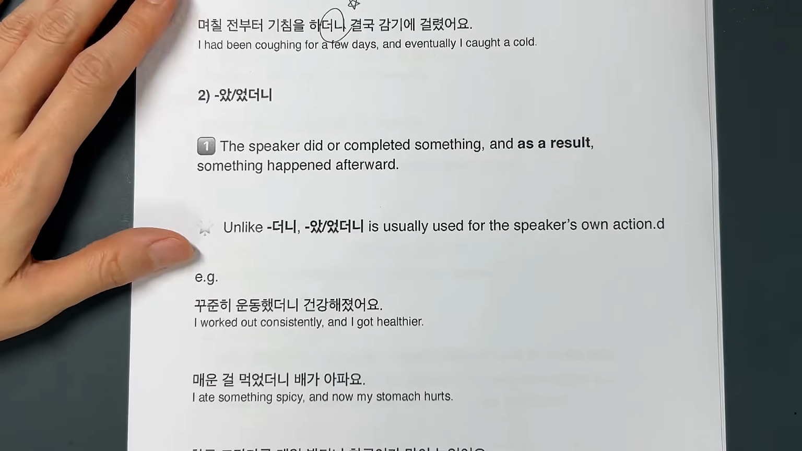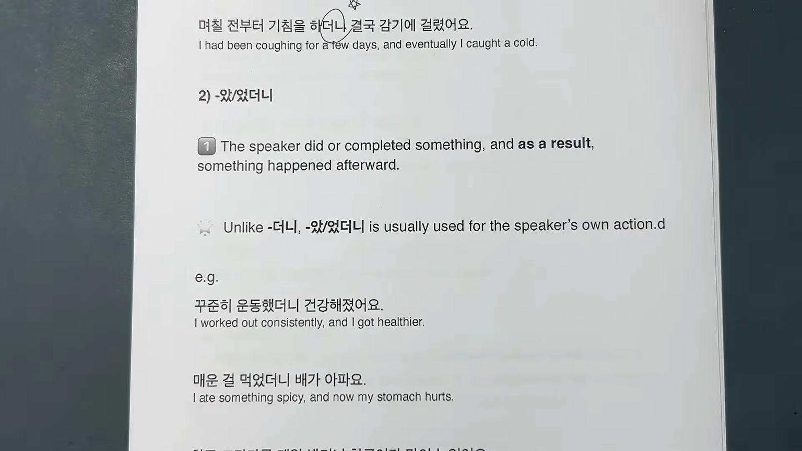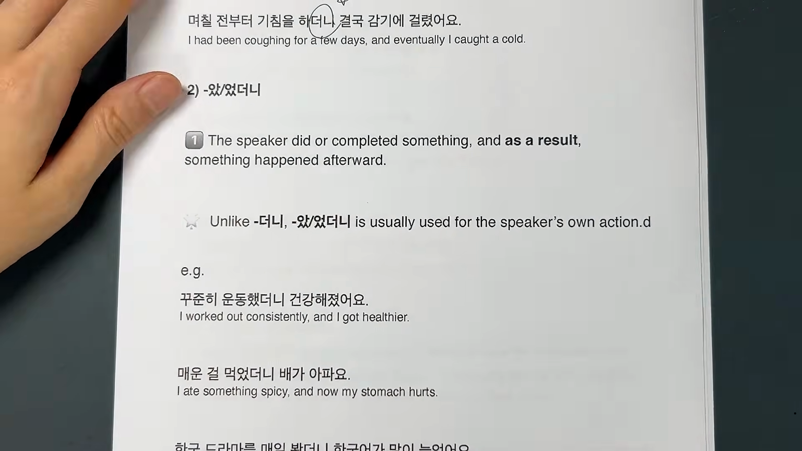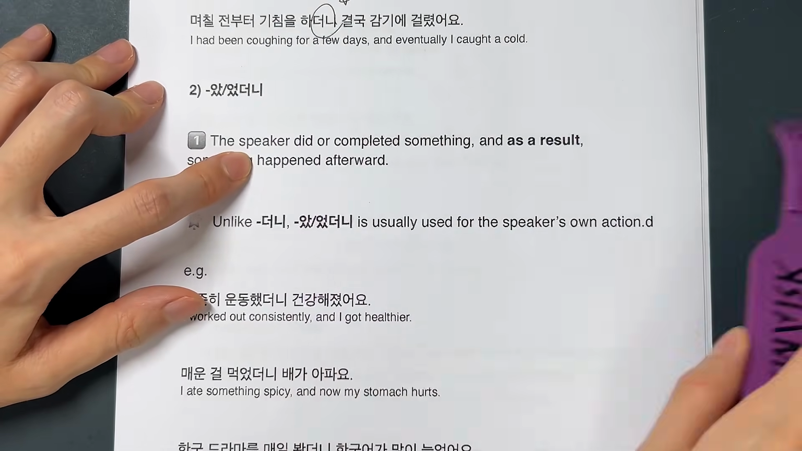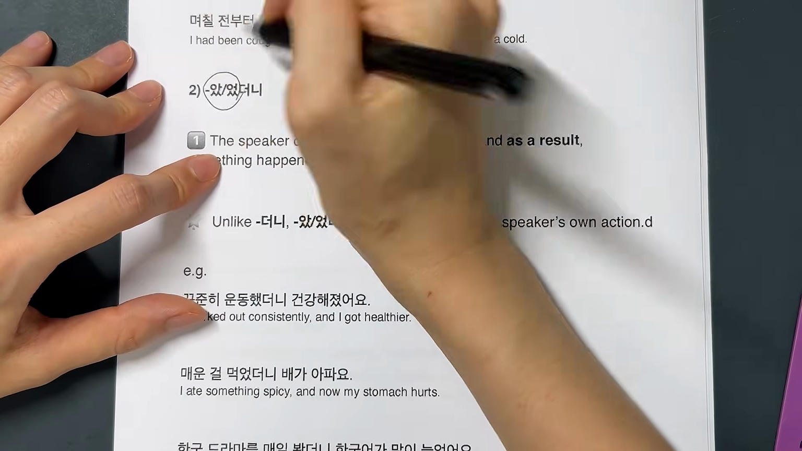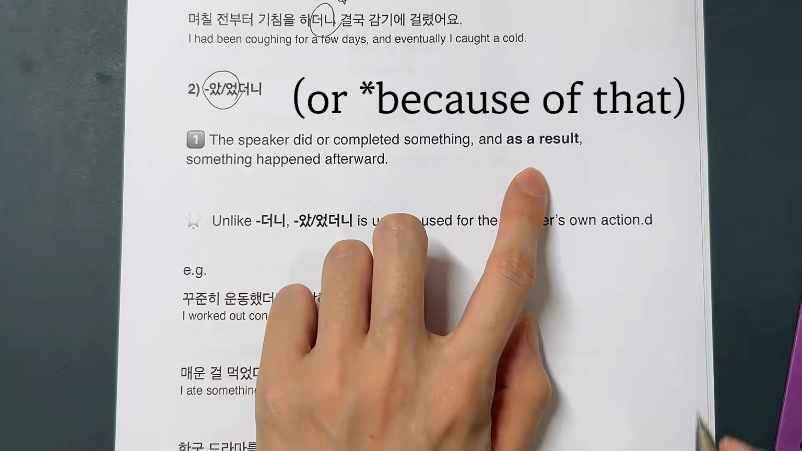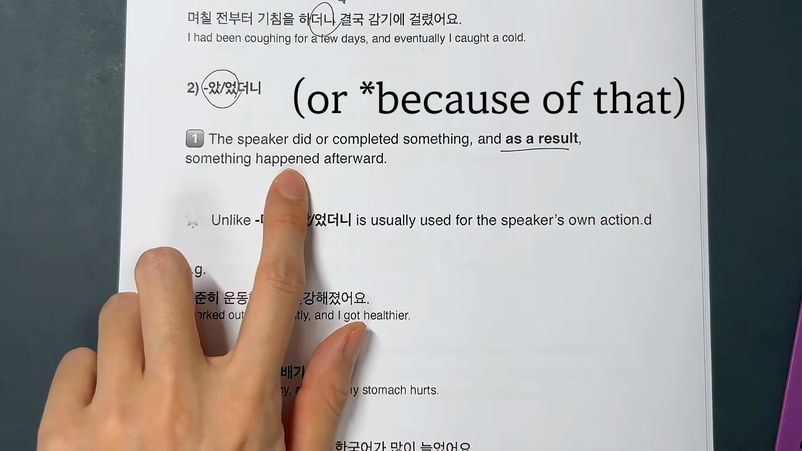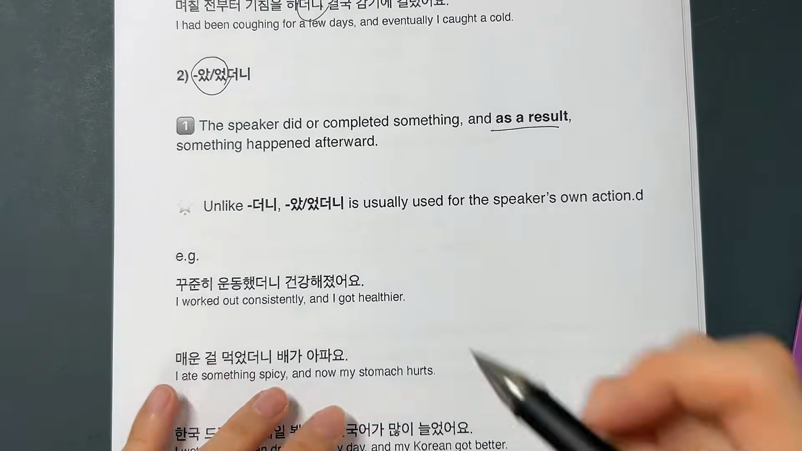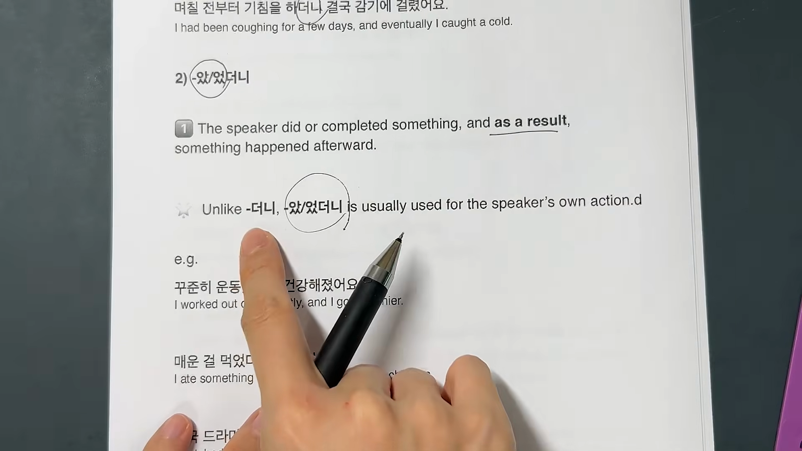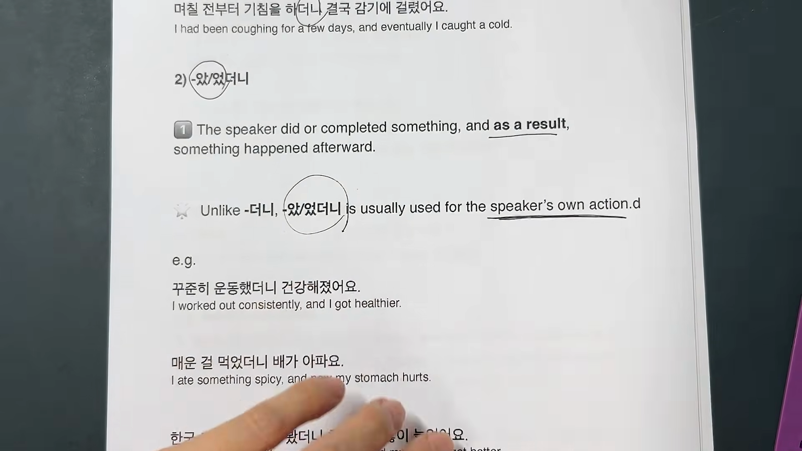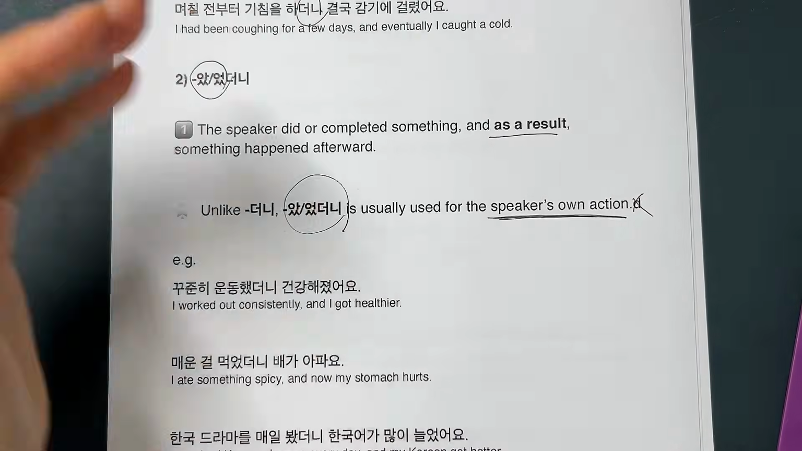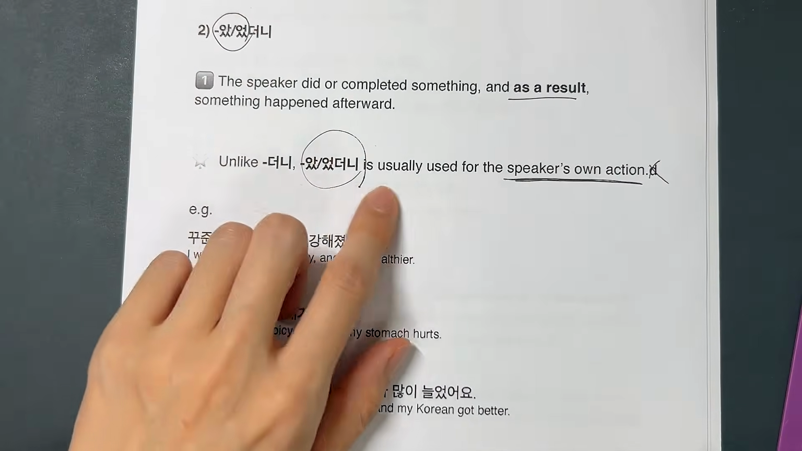And now let's move on to 았/었더니. So 았/었더니 has mainly two usages, and the first one is used when the speaker did or completed something, which makes sense because past tense is used, and as a result, something happened afterward. And one important point about 았/었더니 is that unlike 더니, it's usually used for the speaker's own action. So first person subject is usually used with 았/었더니.